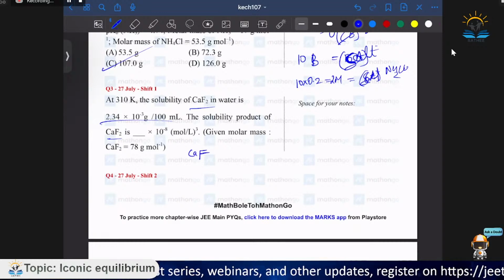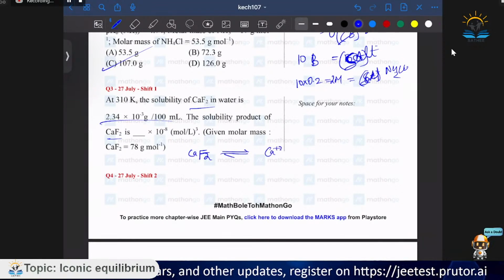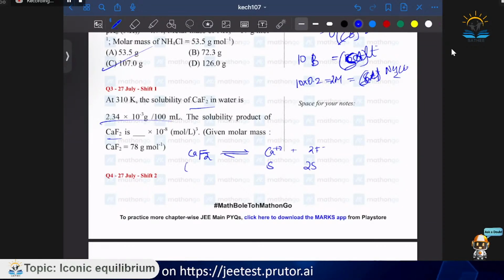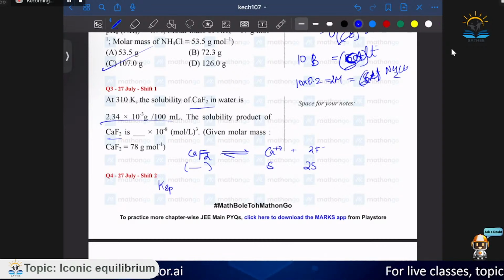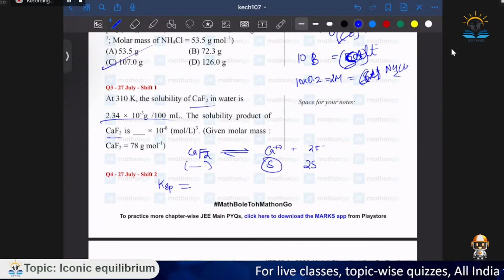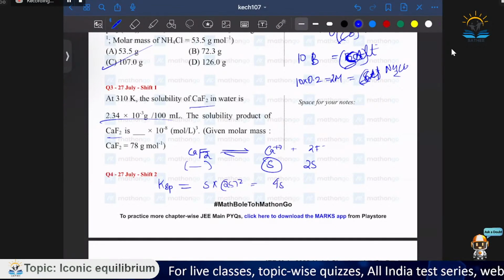CaF2, and if it dissociates it will give Ca2+ and 2F-. Let's assume that solubility is S, so this will be 2S, and this is some value. We have to find out KSP. The solubility they have given as S. KSP is going to be equal to S into (2S) whole square, that is 4S cube.